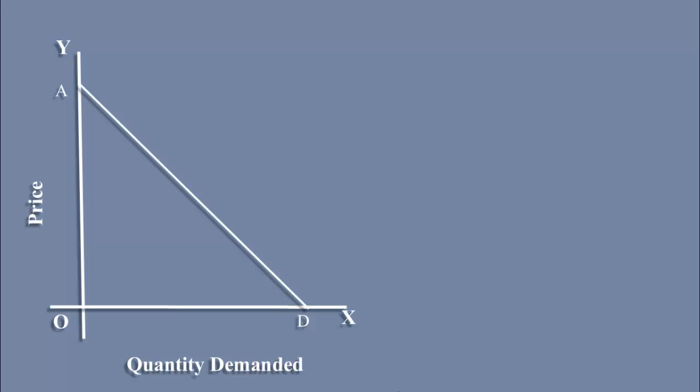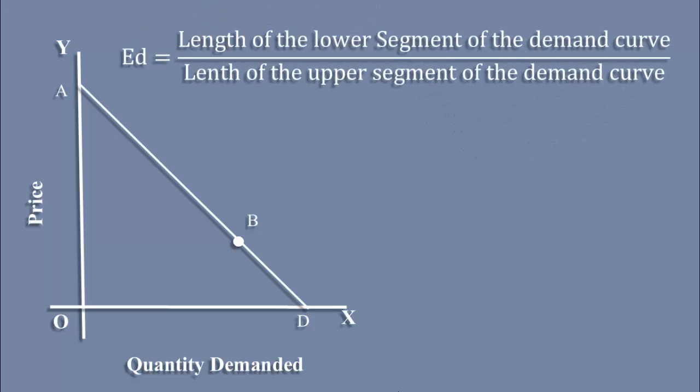Suppose we want to measure elasticity of demand at point B. We can use the geometric method. According to this method, the formula to calculate elasticity is length of the lower segment of the demand curve divided by length of the upper segment of the demand curve.